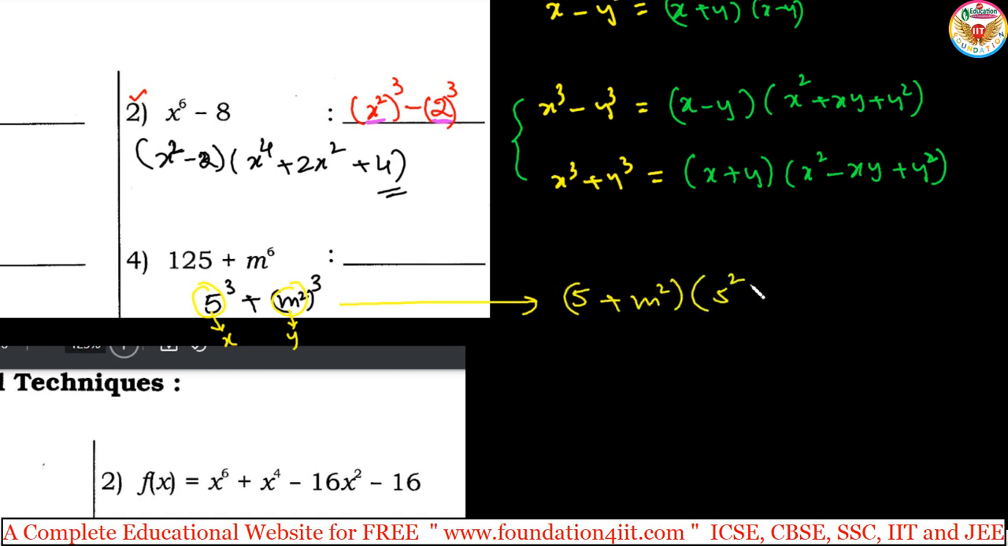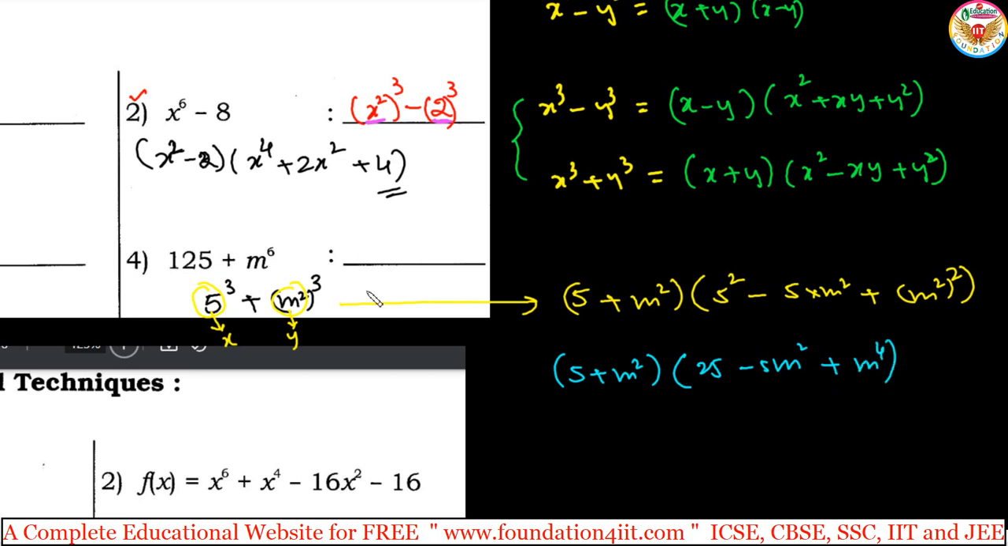Next, 5 square minus 5 into m square plus m square, whole square, because y square, no, y plus m square, whole square is there. You can simplify, that is the answer: 5 plus m square. Next, 25 minus 5m square plus m to the power 4. So the given expression, we should write as a product of the terms. The product of the expressions is called factorization.